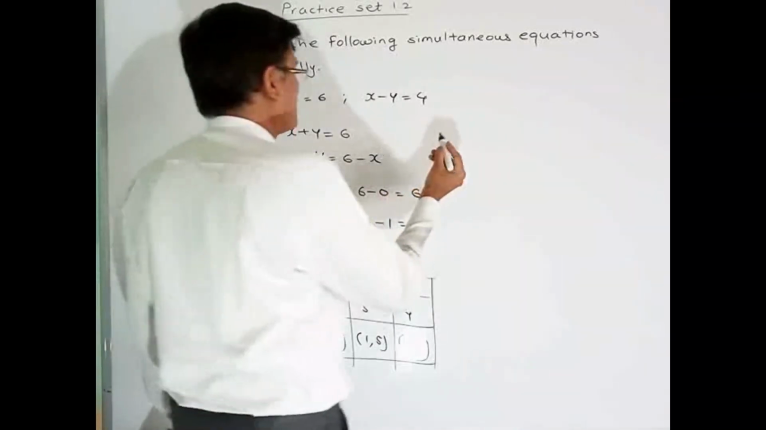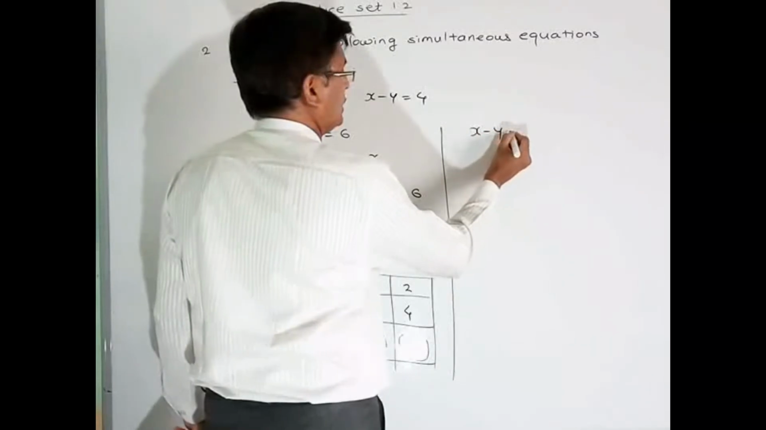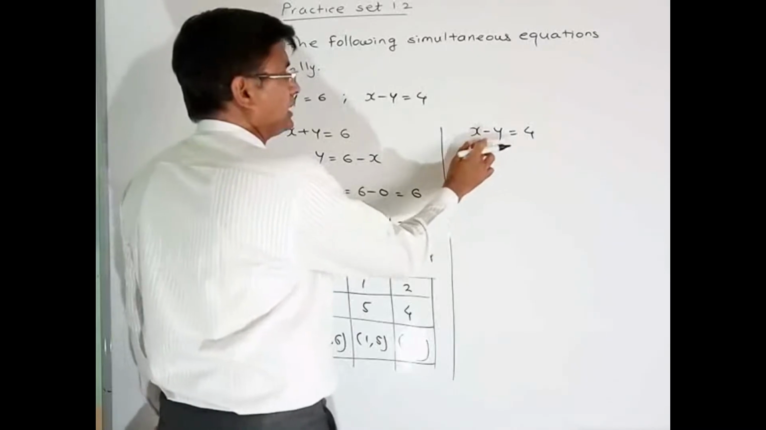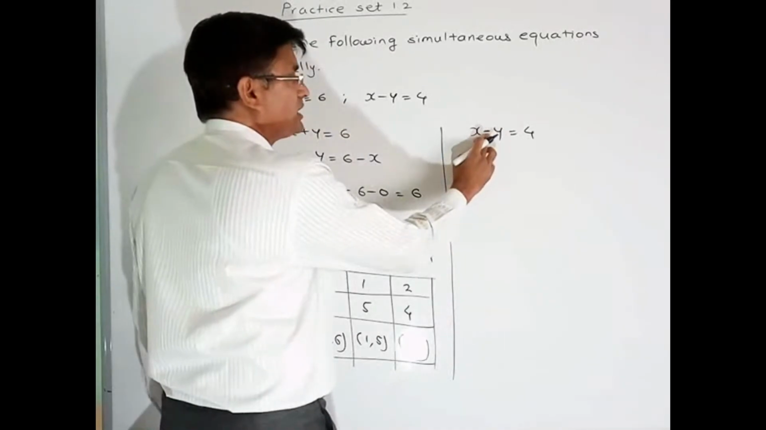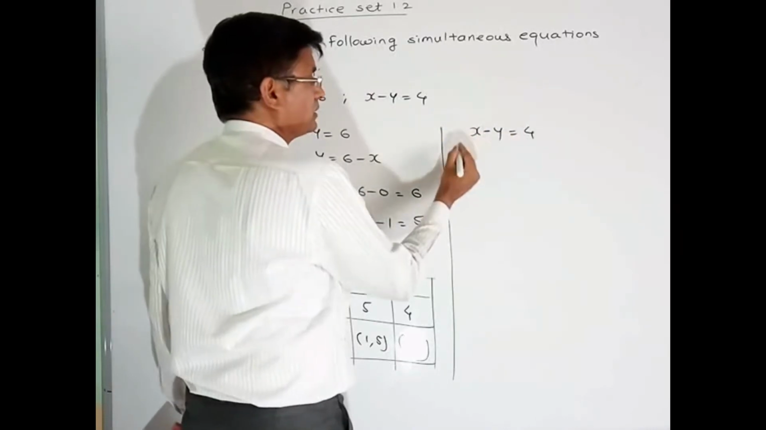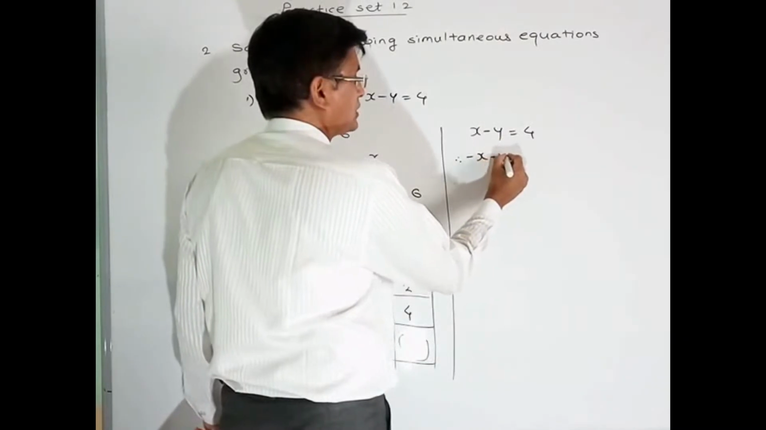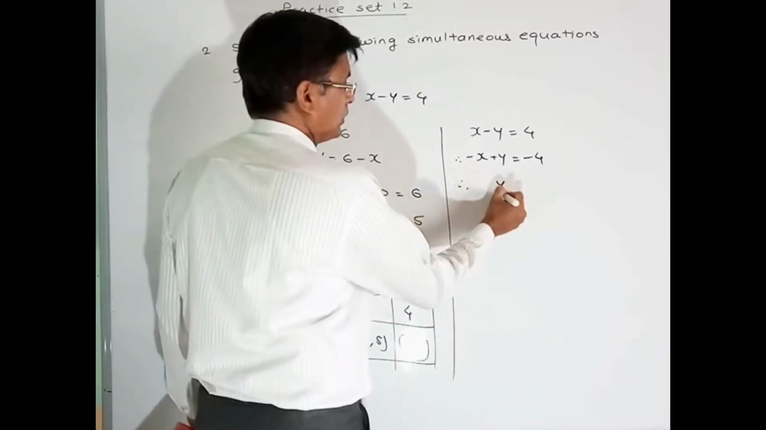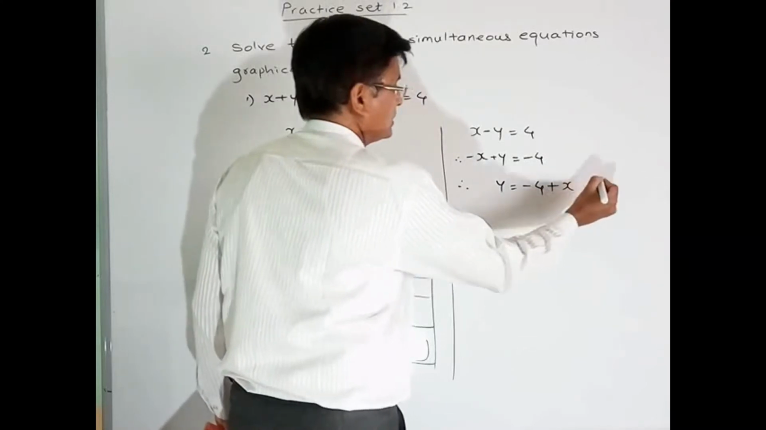Second equation is x minus y is equal to 4. Now we have to make the equation for y, but y has the minus sign. So you will have to change that minus to the plus, means you will have to change the sign of this whole equation. So plus x will be minus x, minus y will be plus y, plus 4 will be minus 4, and therefore y is equal to minus 4 plus x. Shift this minus x to that side, plus x.